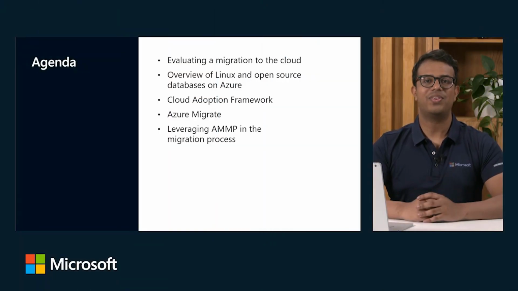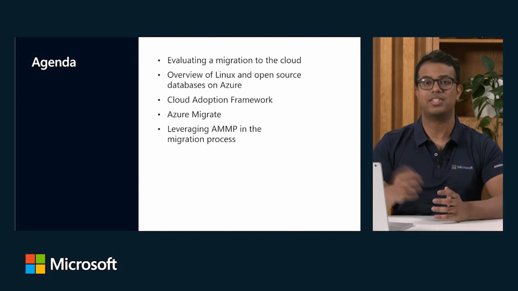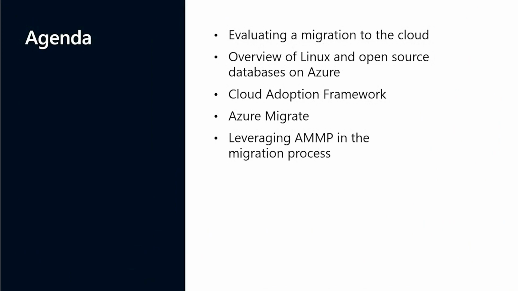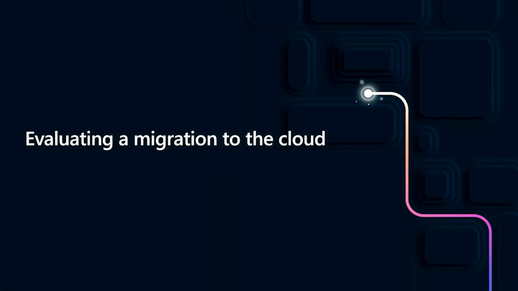We'll be covering a few key areas for this module: evaluating a migration to the cloud, overview of Linux and open source databases on Azure, the Cloud Adoption Framework, and Azure Migrate, and leveraging the Azure Migration and Modernization Program, otherwise known as AMMP, in the migration process. So let's begin with evaluating a migration to the cloud.